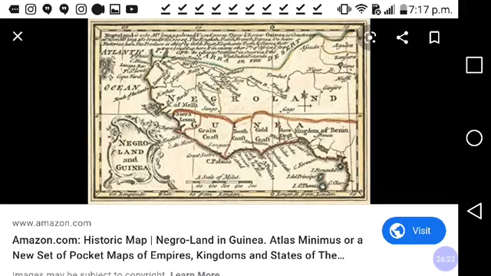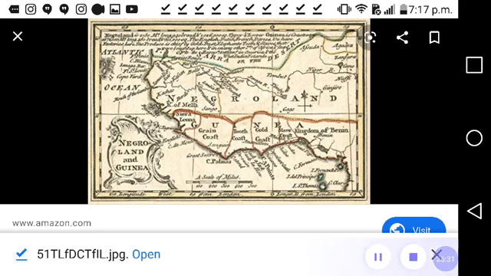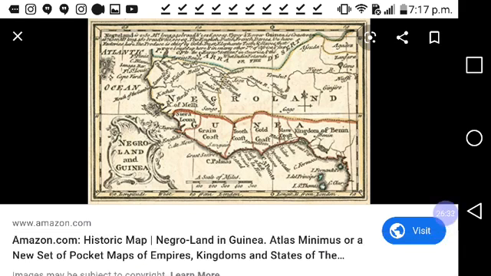1747. Now this is the map that often is used a lot. Right, the NEGROLAND in Guinea and Guinea map. Let's save this one for the record right here. Let's do this here. Here we go. All right, now this map is dated. When is this map dated? Got to figure out when this map is dated.